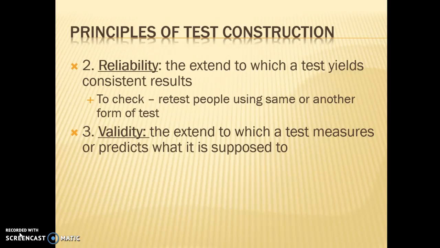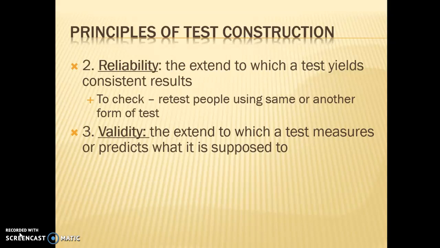The third principle of test construction is this idea of validity. So validity is the extent to which a test measures or predicts what it's supposed to, right? Just because something's highly reliable doesn't mean that it's valid, right? So just because you consistently have consistent results doesn't mean that it's predicting what it's supposed to predict, right?